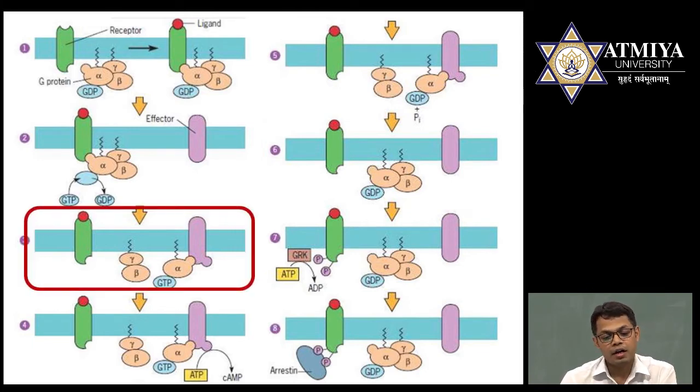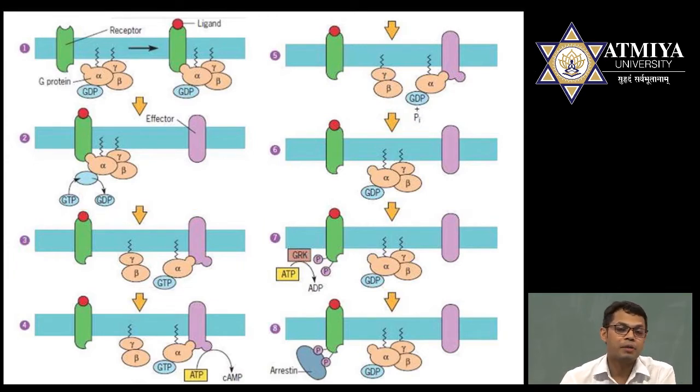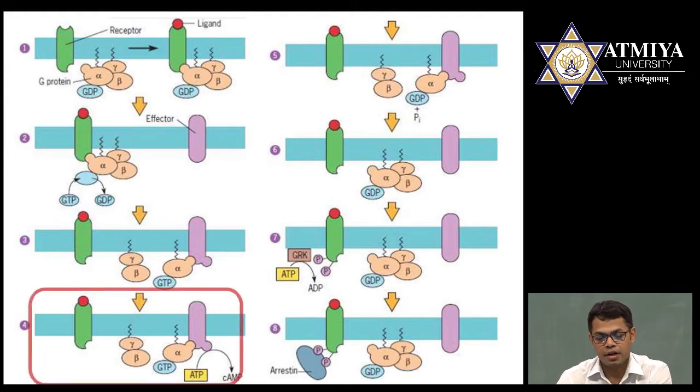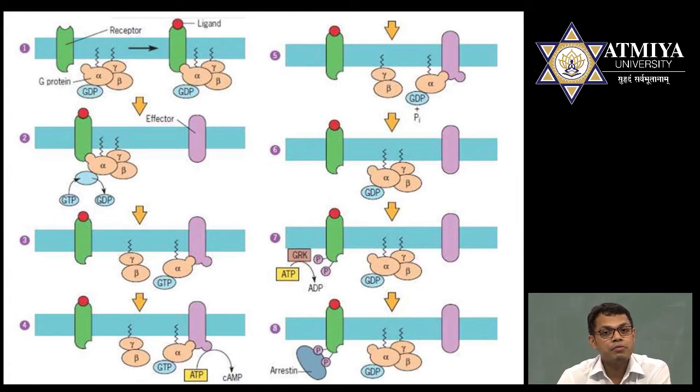Alpha will separate from that particular segment. Now you can observe in the next diagram that beta and gamma are separate and alpha is separated. Now alpha along with the GTP binds to the next effector. Effector means the next enzyme which is already located on the membrane. This effector is adenylyl cyclase. Now the active G protein will bind to adenylyl cyclase, and adenylyl cyclase becomes activated. The role of adenylyl cyclase is shown in the next diagram. It is responsible for conversion of ATP to cyclic AMP.